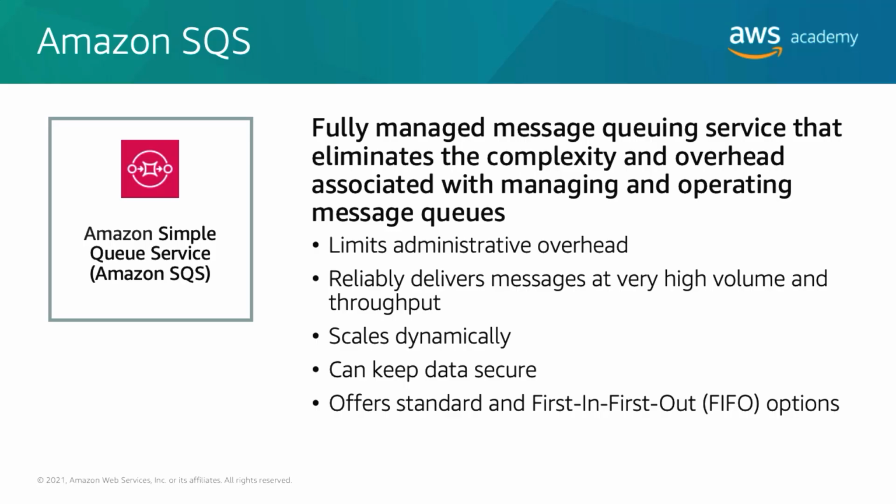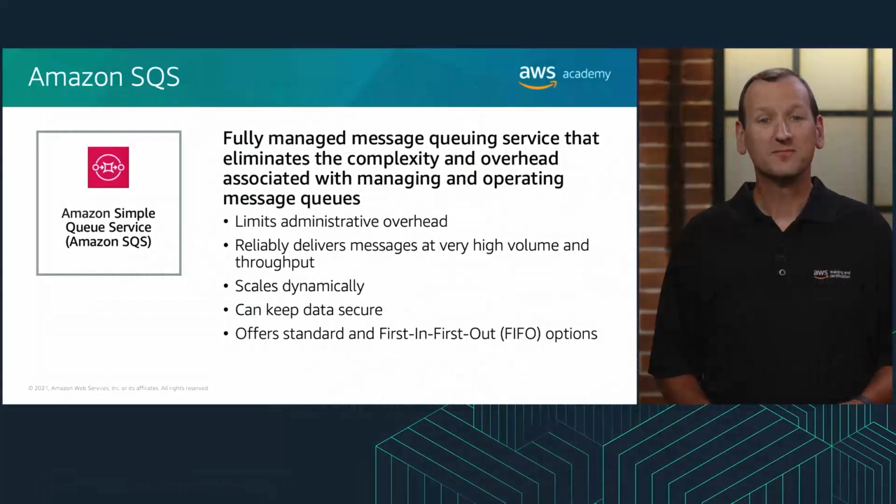Multiple copies of every message are stored redundantly across multiple availability zones so that they are available when they are needed. Amazon SQS uses the AWS cloud to dynamically scale based on demand. Amazon SQS scales elastically with your application so that you don't have to worry about capacity planning and pre-provisioning. The number of messages per queue is not limited.